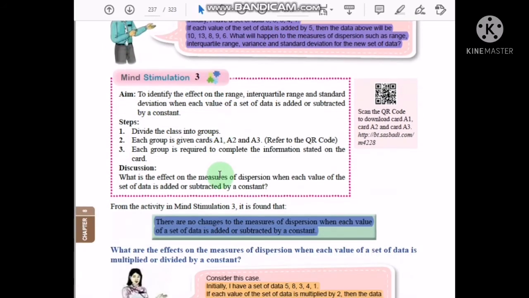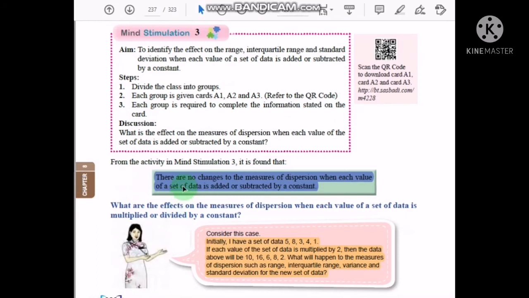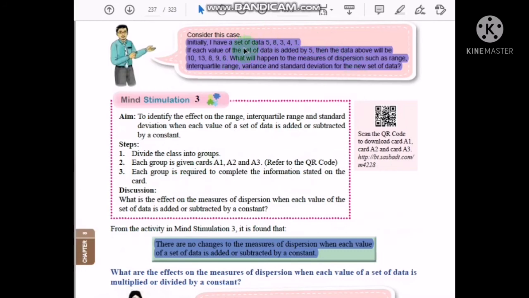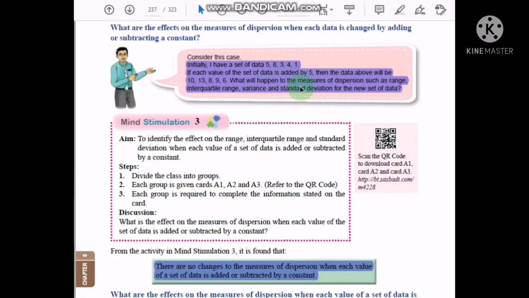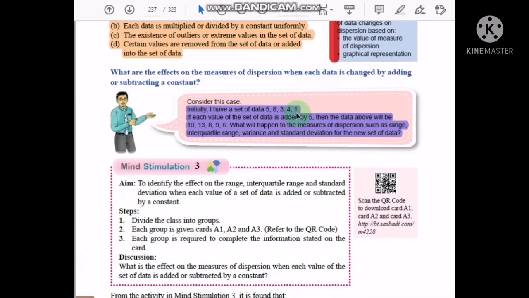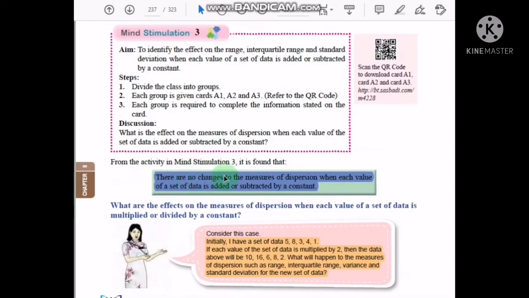So let's look at the conclusion here. We go through into the conclusion. If you want to prove it, then you can do it on your own. Let's look at the conclusion. Okay, there are no changes. So if you add or subtract a value constantly for each value in a set of data, it means that there are no changes to the measures of dispersion when each value of the set of data is added or subtracted by a constant. Okay, remember, by a constant.